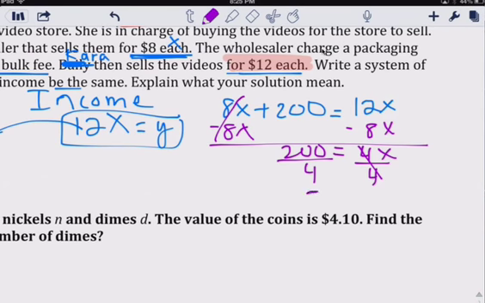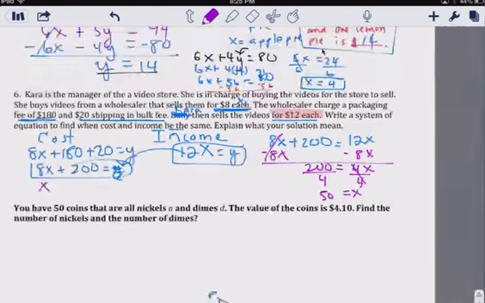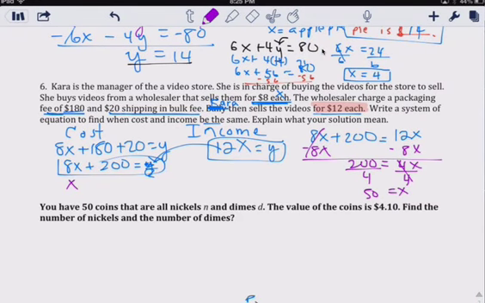Okay, so that's 50 equals x. So 50 videos. Find the cost. Write a system. Explain what your solution means. Okay, so we want your solution. My solution is x is 50. Let's find y.